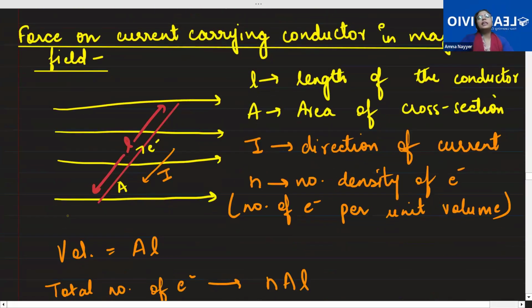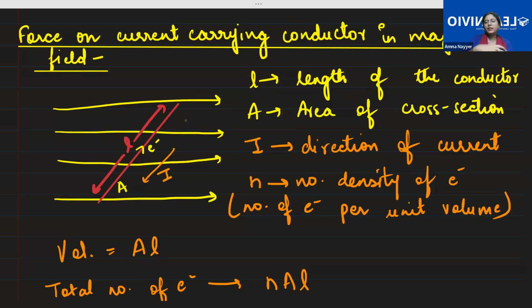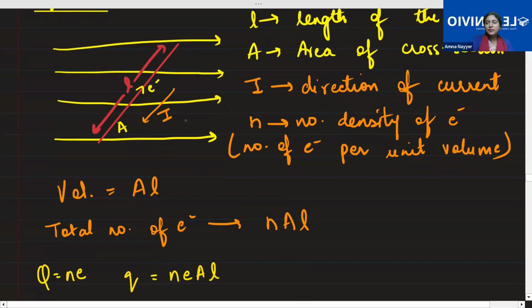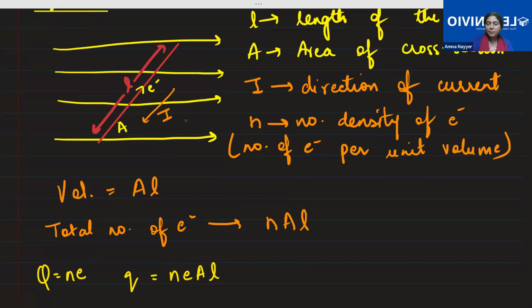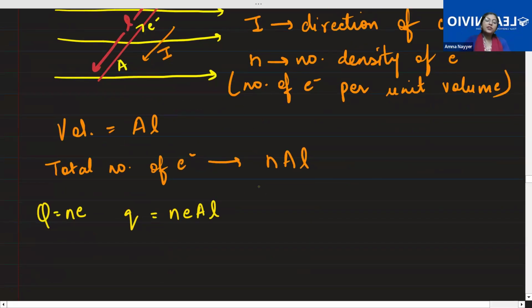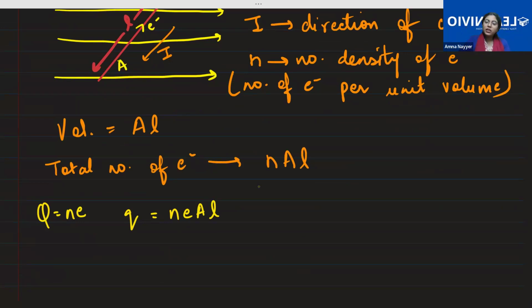Force of a current carrying conductor in the magnetic field. You have a current carrying wire present, electrons are moving and the current is moving in the opposite direction. So volume of the conductor is area into the length. So total number of electrons will be the number multiplied to the volume so as to get it for the full wire, right? Now, from the quantization of charge we have studied, charge is equal to the number of the electrons multiplied to the electronic charge. So Q is equal to NEAL, total charges that are present.